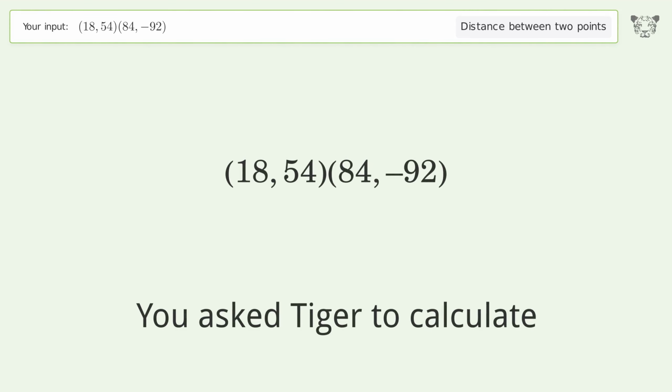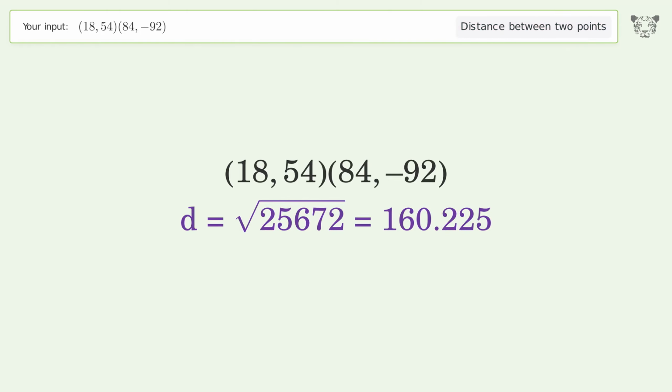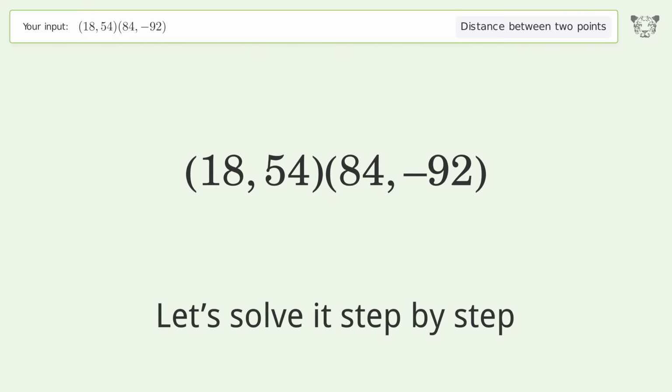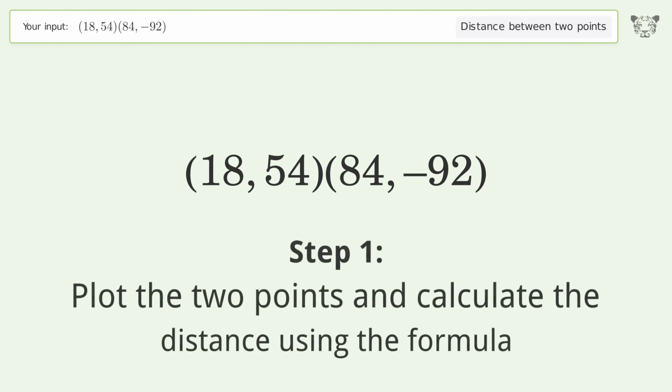You ask Tiger to calculate the distance between 2 points. The distance between the 2 points is the square root of 25,672, or 160.225. Let's solve it step by step. Plot the 2 points and calculate the distance using the formula.